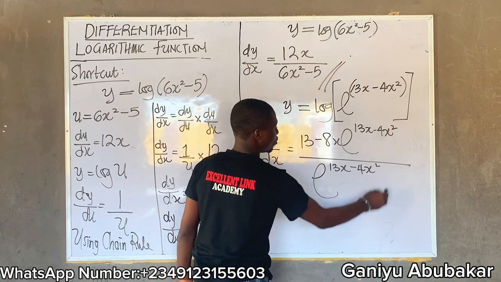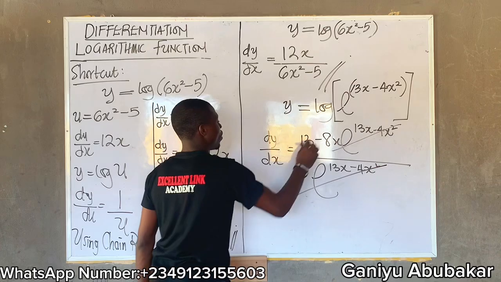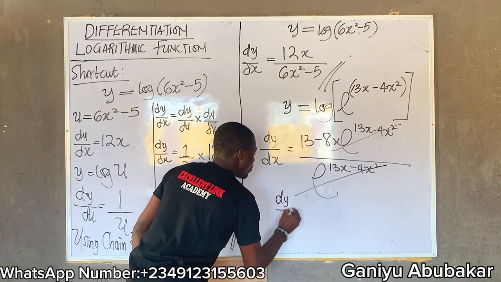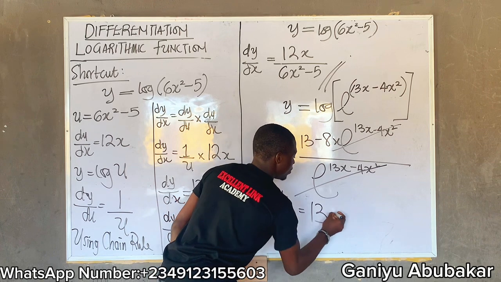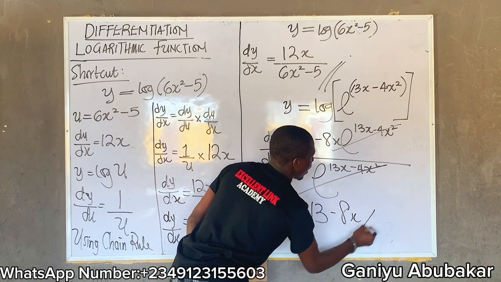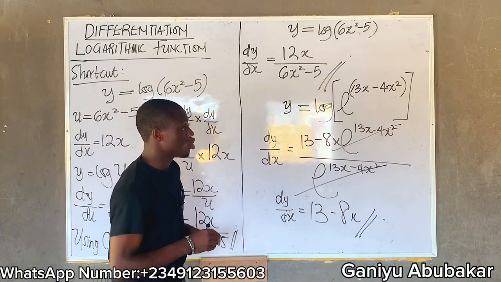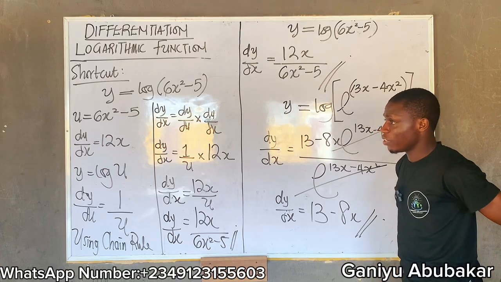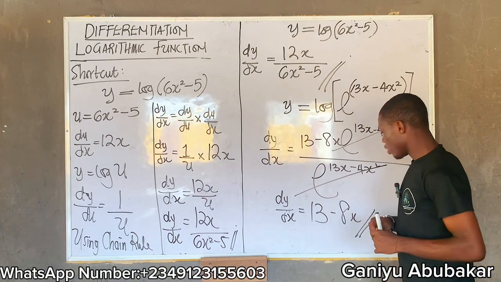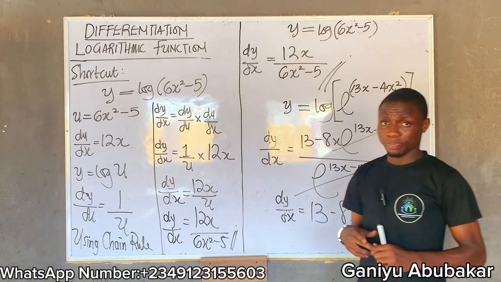So what do you observe? We expect that this one here should cancel this. So I have what left? dy over dx will be equal to 13 minus 8x as my final answer after solving the shortcut of logarithmic function of differentiation. This is how you work with basically the shortcut of log function.